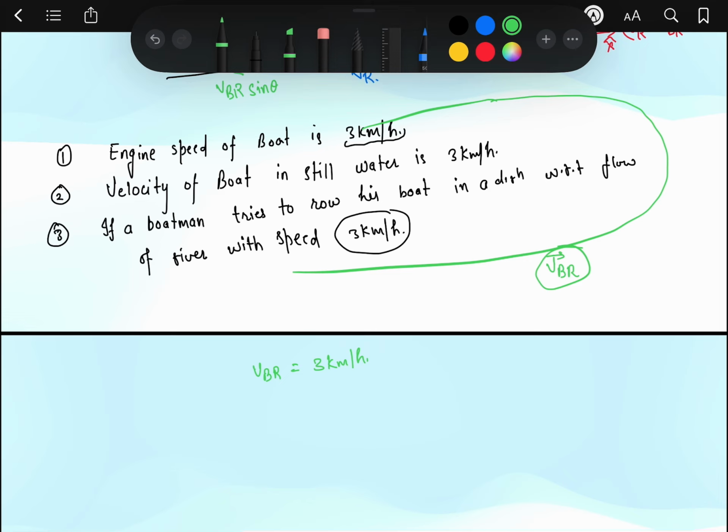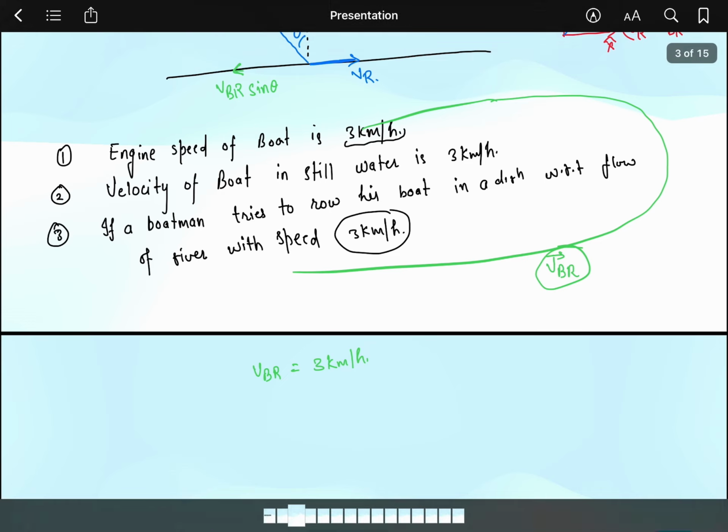In the next video we will be discussing the crossing of the river. That is the main numerical part for this topic.